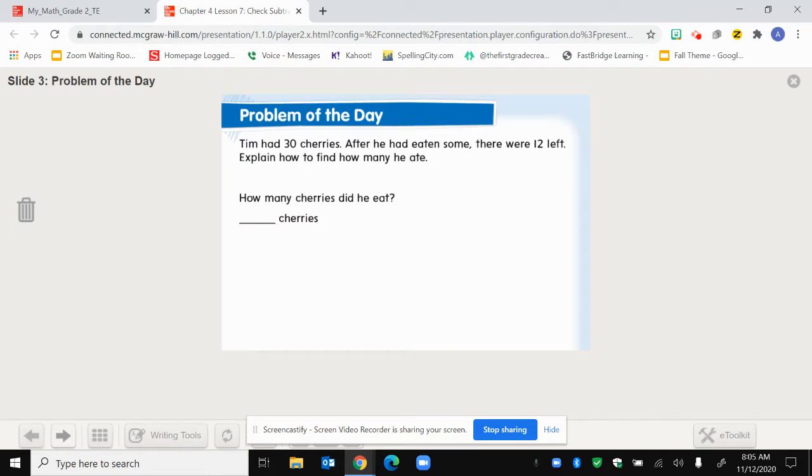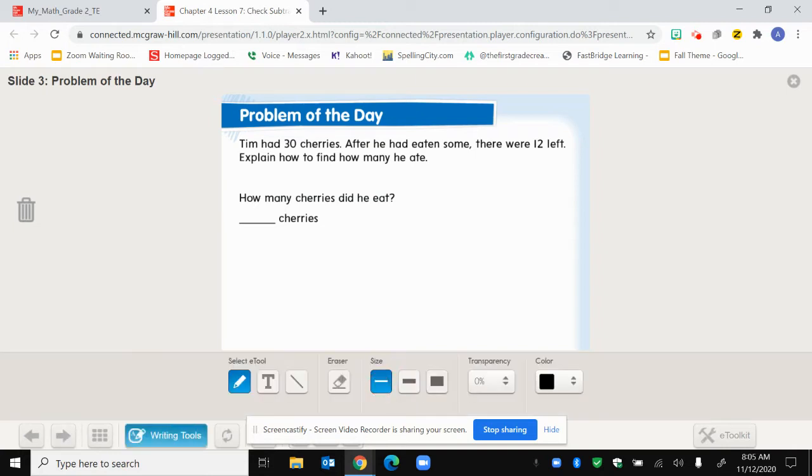It says Tim had 30 cherries. After he had eaten some, there were 12 left. Explain how to find how many he ate. So he had 30 cherries, right? Some of them went away, so we would be subtracting, right? So 30 minus the 12 that are left. That is going to tell us how many he ate, right?